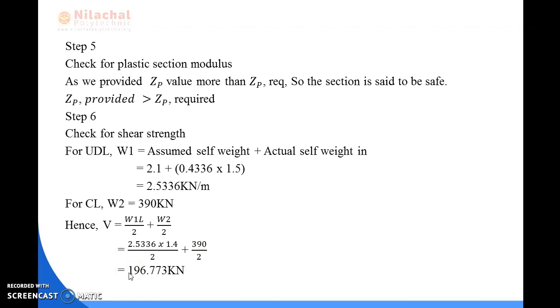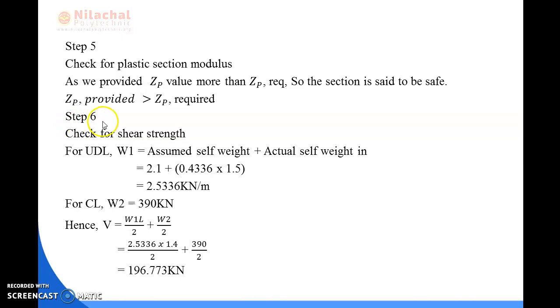Here we have to compare the Zp provided value. Hence we can find out whether the provided Zp value and the section type, that is the suitable section, is safe for the design or not. As we know that the Zp provided value is more than Zp required, hence the provided suitable section is safe for the design purpose. So that we can directly put the value here.